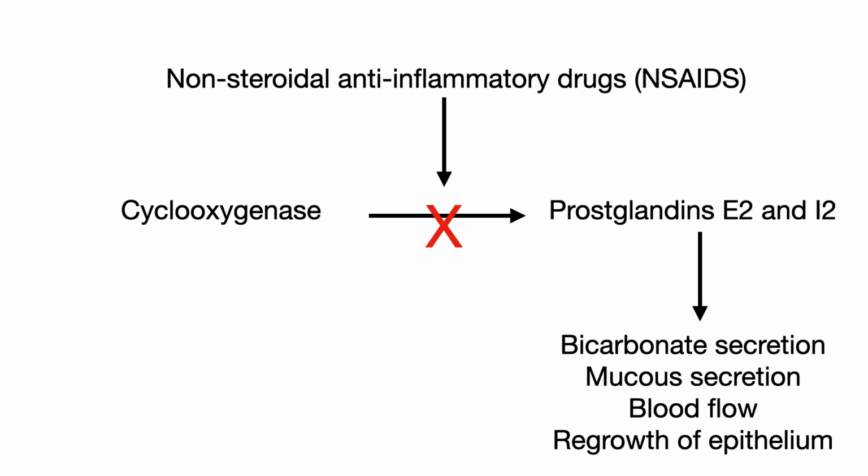So here's my little diagram showing how the mechanism of nonsteroidals works. They basically inhibit cyclooxygenases, reducing production of prostaglandins E2 and I2, and those play a role in the bicarbonate secretion, which is important, the mucus secretion, which is important, blood flow, adequate blood flow is needed, and also regrowth of the epithelium.